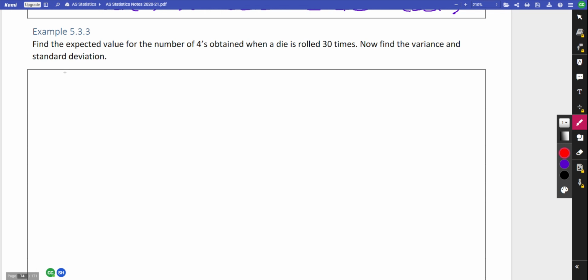Let's have a look at 3.3. So pause the video, have a read through this, set up your variable, set up your binomial distribution, and then answer the question. Remember, you can use any letter for your random variable. Instead of x and y, we could use f for 4, or r because you're rolling a dice, whatever you want to do.